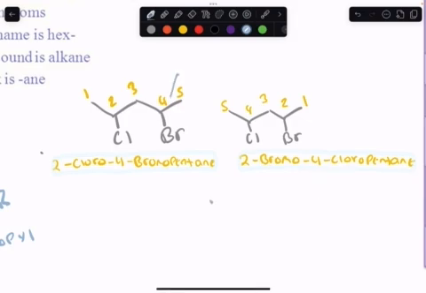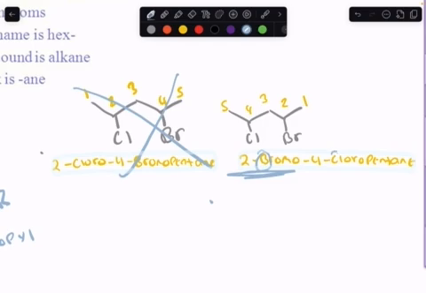And again, this one is wrong, okay? Now this one is wrong because alphabetical order does matter. B comes before C in the alphabet, so you want B to come first. So you want your carbon with the bromine on carbon 2 due to the letter in front of it.